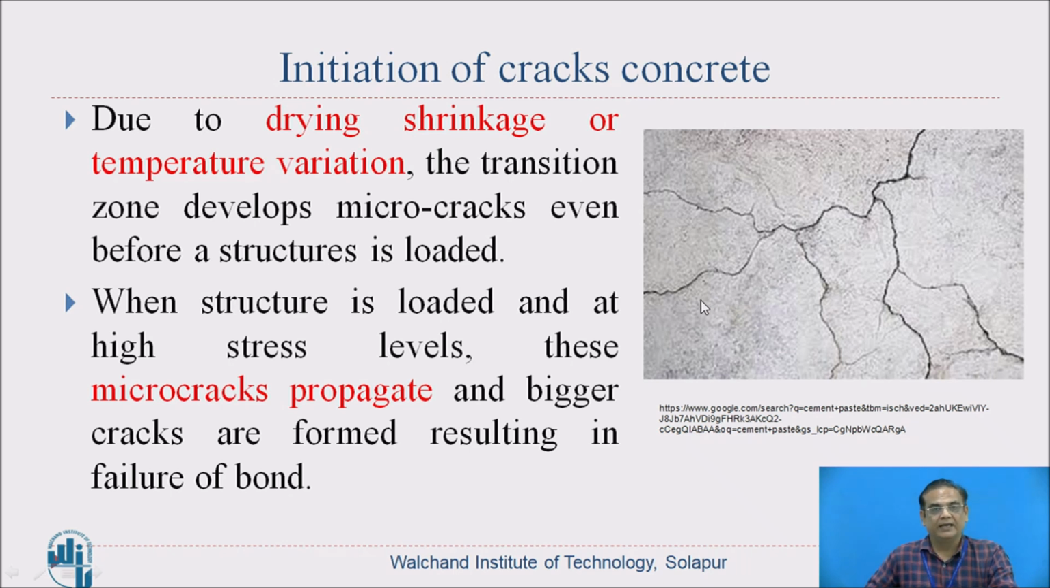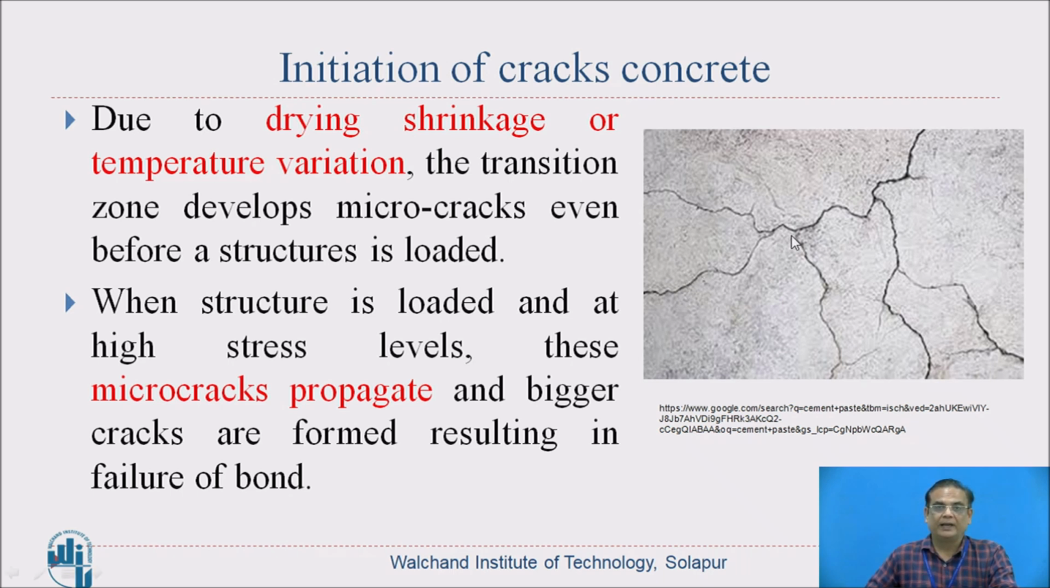Due to drying shrinkage or temperature variation, the transition zone develops micro cracks even before a structure is loaded. When structure is loaded and at high stress levels, these micro cracks propagate and bigger cracks are formed, resulting in failure of bond. This is very important.